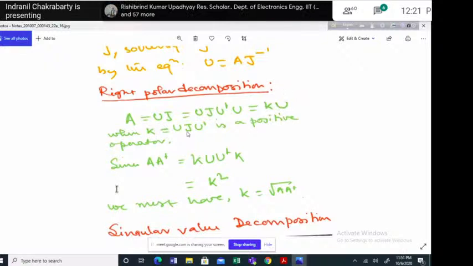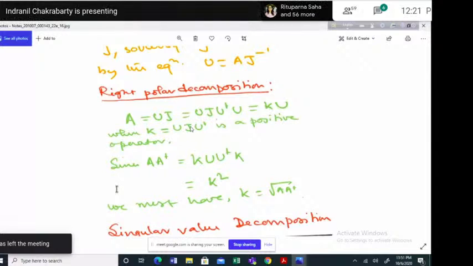So K is equal to UJU dagger. Since J is a positive operator and U is a unitary matrix, it will not change its eigenvalues. So UJU dagger still remains a positive operator, so the eigenvalues will remain positive. Now you see that A dagger is nothing but U K K U dagger, so it is K squared. So finally we have K equal to root over A dagger A.